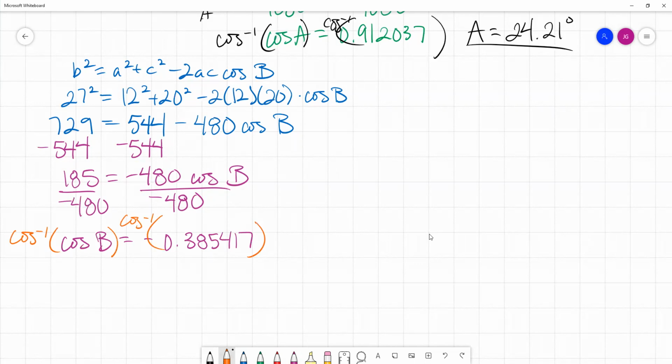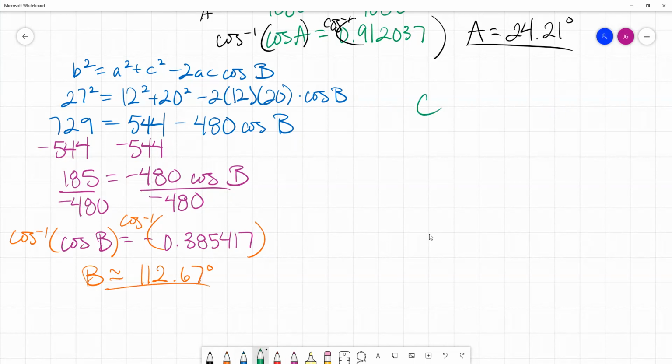Okay, so B ends up being cosine inverse of negative. Don't forget the negative, right? It's okay to put a negative inside our cosine inverse. Negative 0.385417. Okay, and so that's going to get us an angle of 112.67 degrees. Cool. So now we have one last step to do.